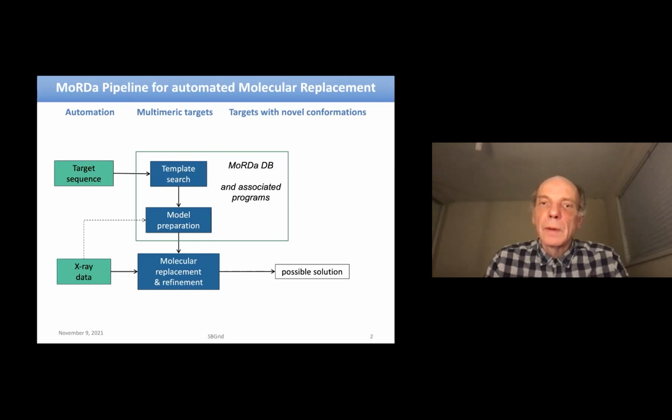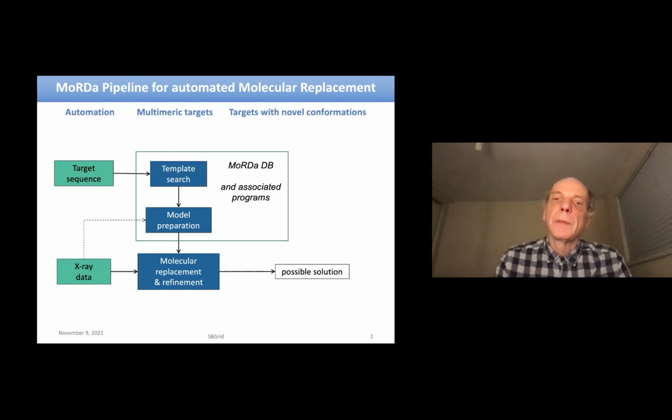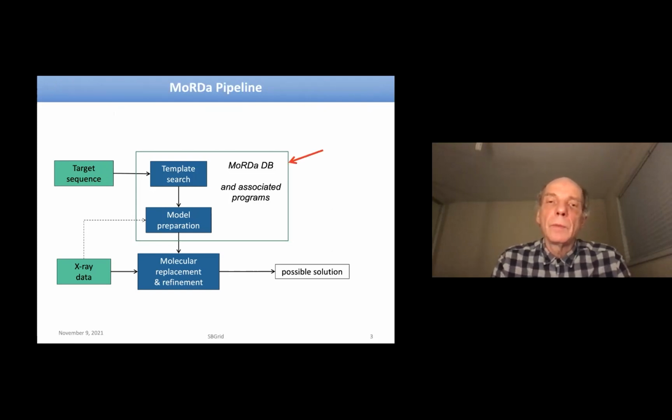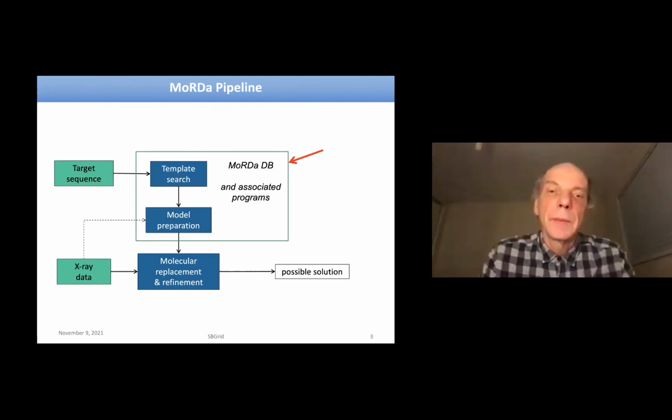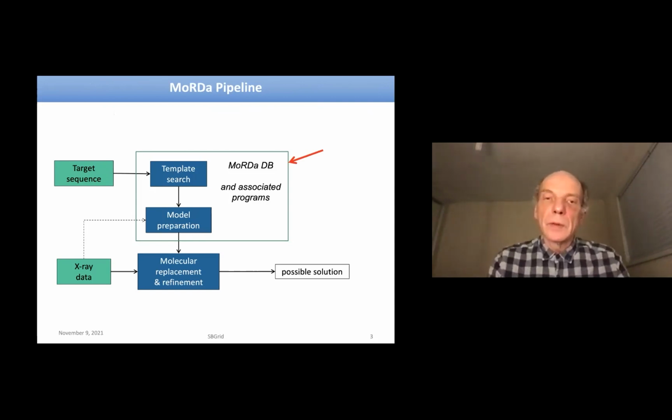That is achieved because MoRDa has its own database and associated programs that contain information about domains of selected entries from the PDB. Otherwise, it's a normal pipeline, which is a black box where you provide a target sequence and X-ray data, and you get a solution at the end. The whole magic happens inside this box in MoRDa-DB, and this will be the main part to describe, along with what comes out of it into the molecular replacement and refinement block.